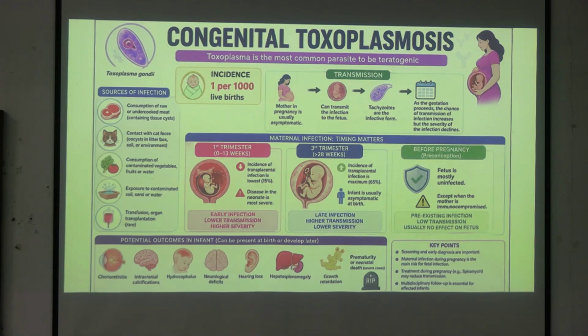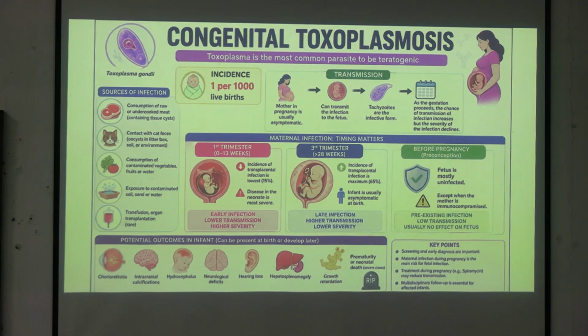Similarly, if the disease is in the third trimester, that is after 28 weeks, the incidence will be high, but the severity of the disease will be low. Okay, so late infection means higher transmission and lower severity. So this you will have to remember in the congenital toxoplasmosis.